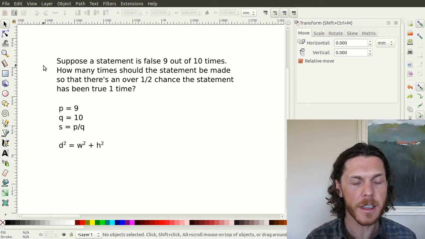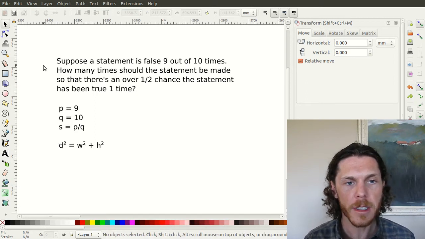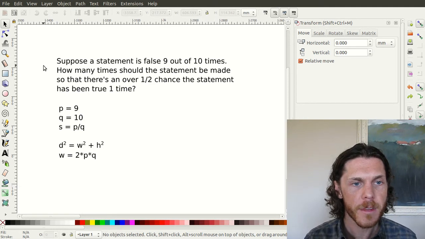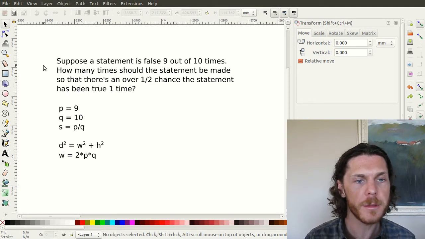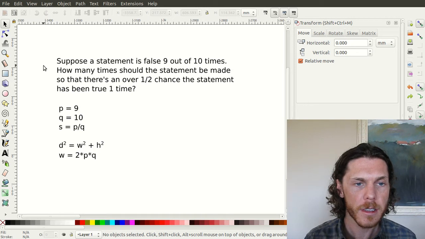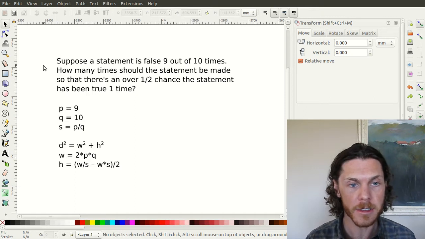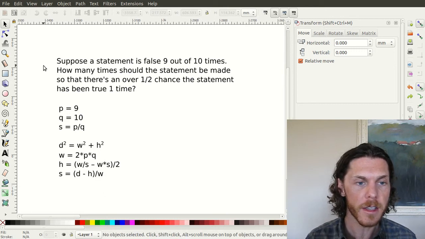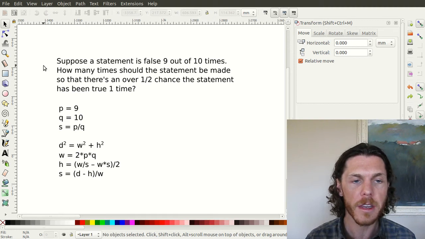D squared is the diagonal squared, W width, H is height. This is Pythagorean theorem. The width is 2 times P times Q. And the height is the width divided by the scale symmetry minus the width times the scale symmetry divided by 2. And the scale symmetry is also the diagonal minus the height, and all that divided by the width.